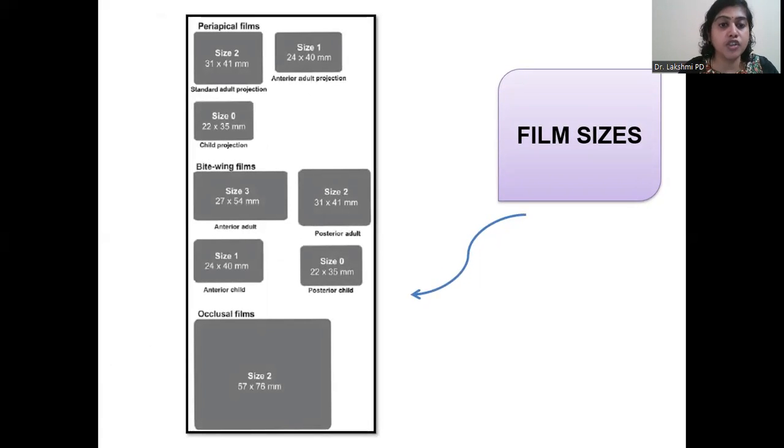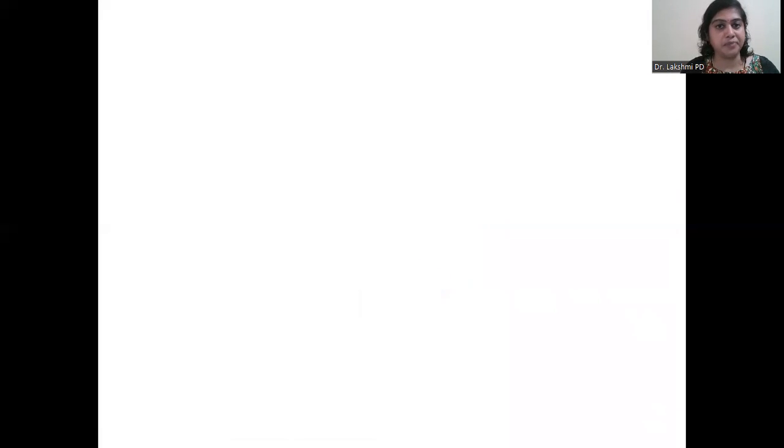Now, like I mentioned earlier, films are also classified according to their film sizes. So you've got size 0 for children, size 1 for anterior, and size 2 for standard adult projection. Size 2, 31 into 41 millimeter, is what we usually use in our clinical practice. And for occlusal films, size 2, 57 into 76 millimeter, is what we usually use in our clinical practice.